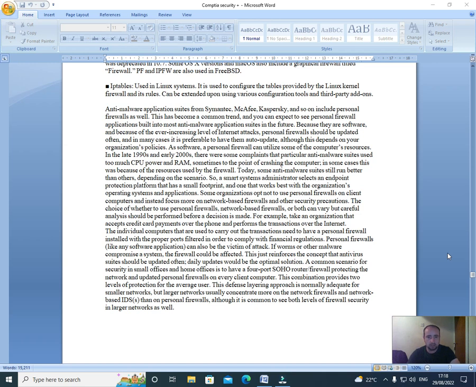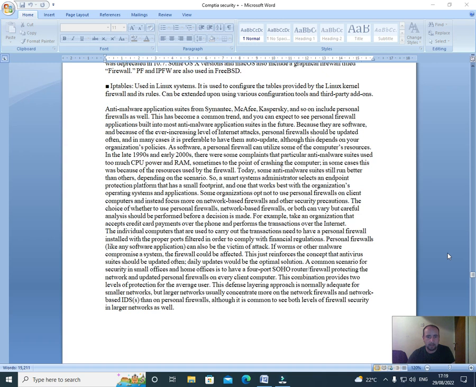Anti-malware application suites from Symantec, McAfee, Kaspersky and so on include personal firewalls as well. This has become a common trend, and you can expect to see personal firewall applications built into most anti-malware application suites in the future. Because they are software and because of the ever increasing level of internet attacks, personal firewalls should be updated often, and in many cases it is preferable to have them auto update, although this depends on your organization's policies.